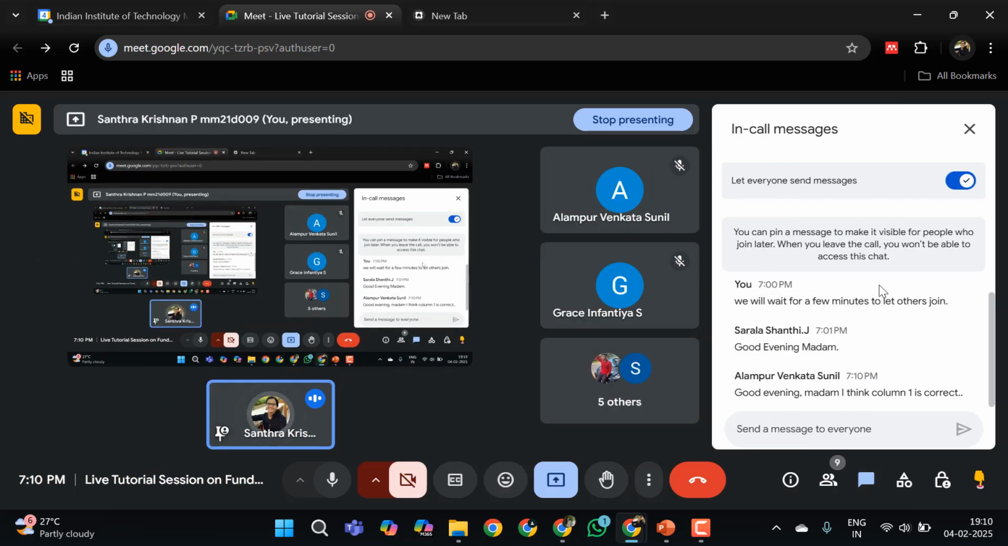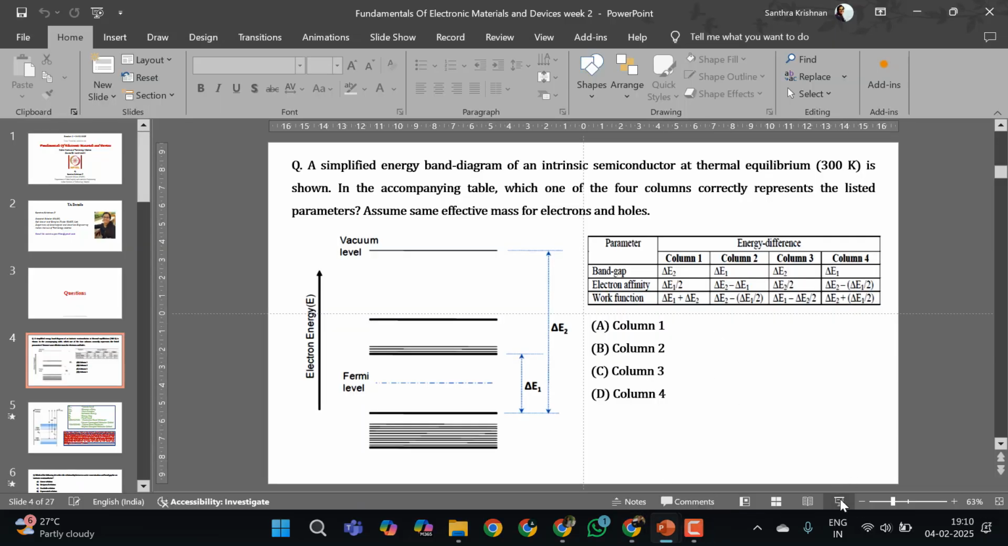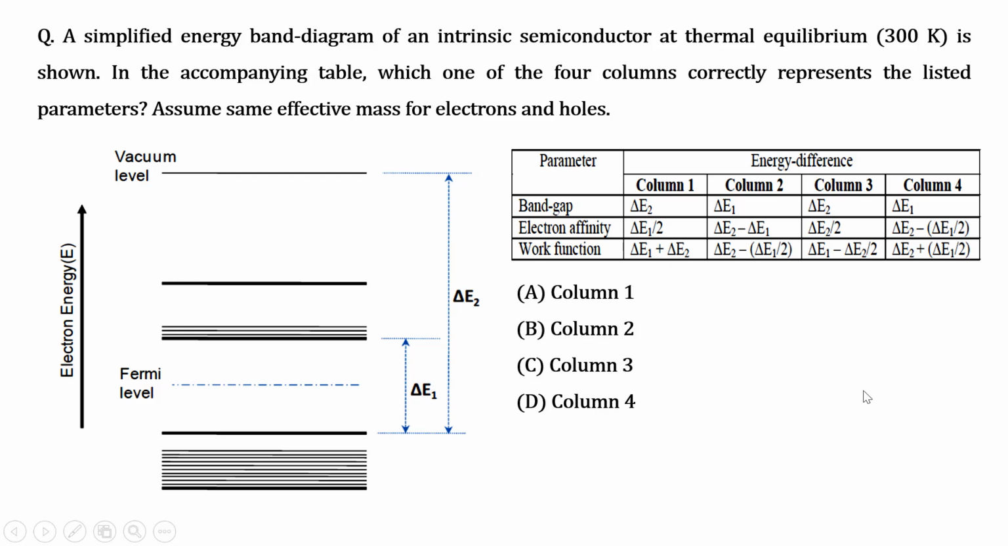One person has mentioned that they think column 1 is correct. Okay, we'll wait for the others. Please try to unmute and speak, otherwise I'll have to keep switching between the windows.